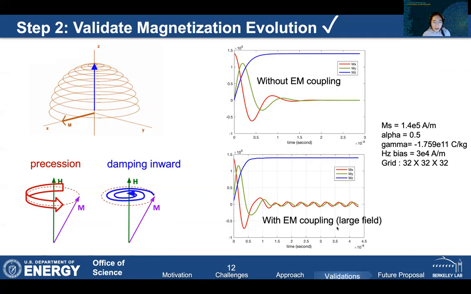We further added a large EM field, and we can notice that the oscillation between MX and MY is continuing even after the Landau precession reaches steady state. With this, we put a check mark here on the validation of this.